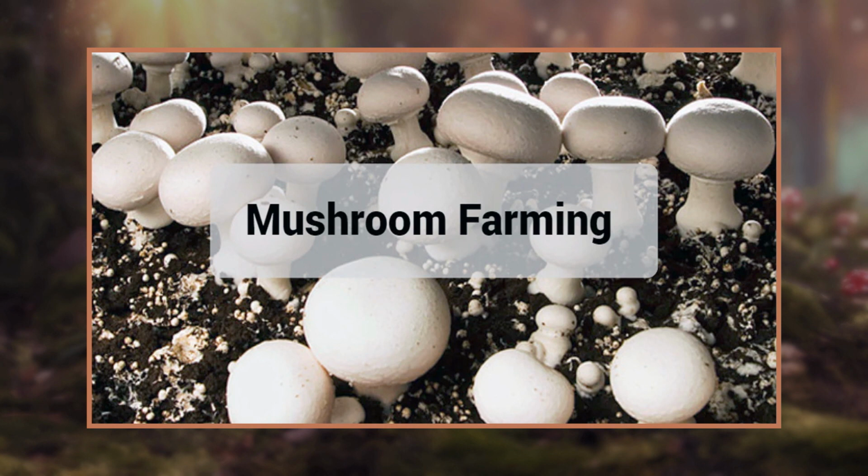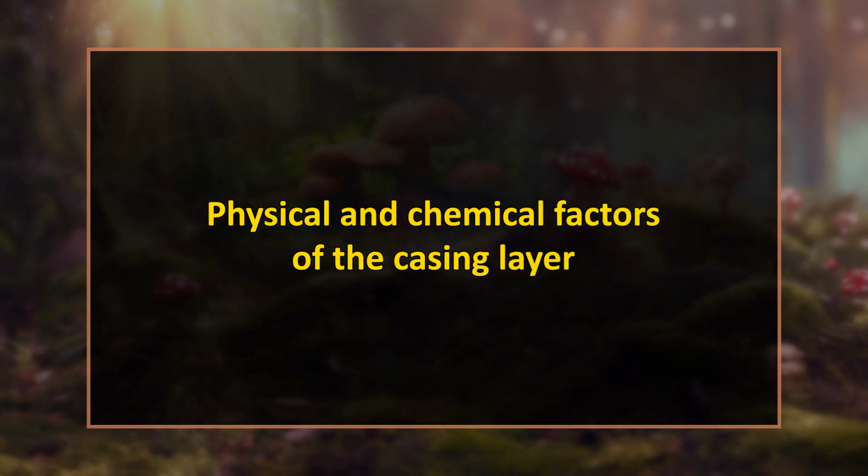Therefore, the search for alternative materials has become very important. However, these materials must have appropriate microbiological and physicochemical characteristics for both good colonization and an adequate response to fruiting induction. Some of these factors will be addressed as follows, as well as the types of materials that can be used to replace peat. Dear students, let's now talk about the physical and chemical factors of the casing layer.